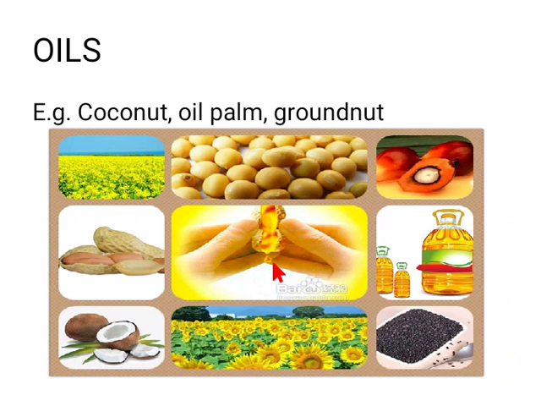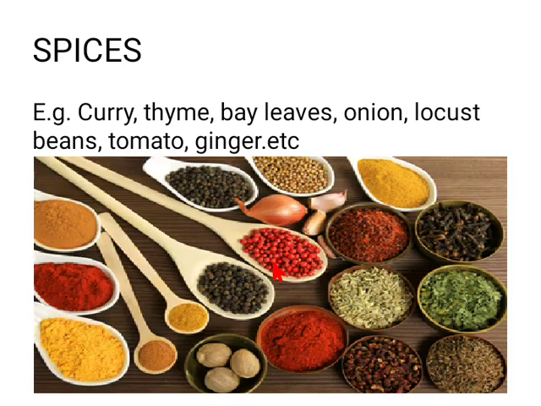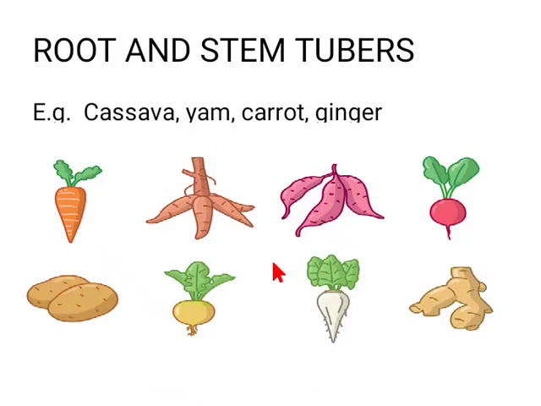These give us oils. We can get oils from them, like oil palm, coconut, groundnut. Then we move to spices. We use them to season our food, like onion, locust bean. They give us vitamins and minerals. Ginger, tomato.